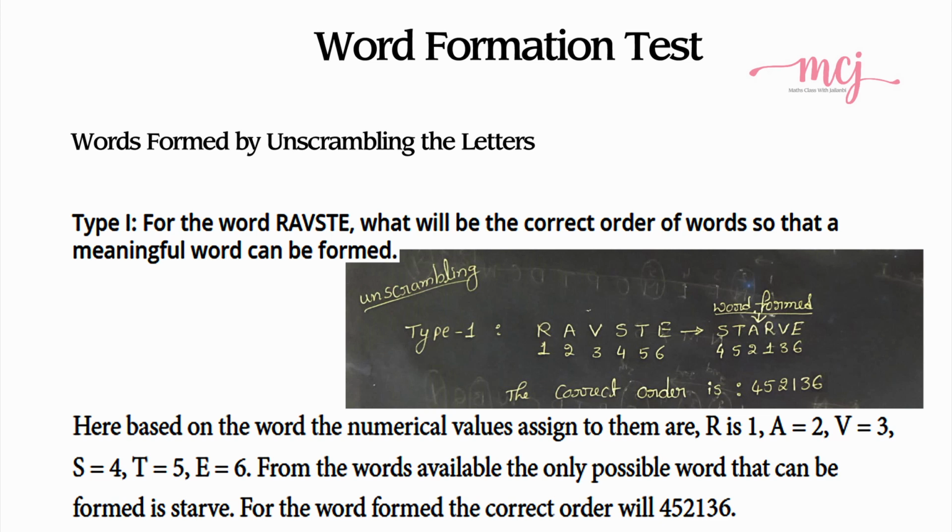Here, based on the word, the numerical values assigned to them are R is 1, A is 2, V is 3, S is 4, T is 5, E is 6. From the words available, the only possible word that can be formed is starve. For the word formed, the correct order will be 4, 5, 2, 1, 3, 6.